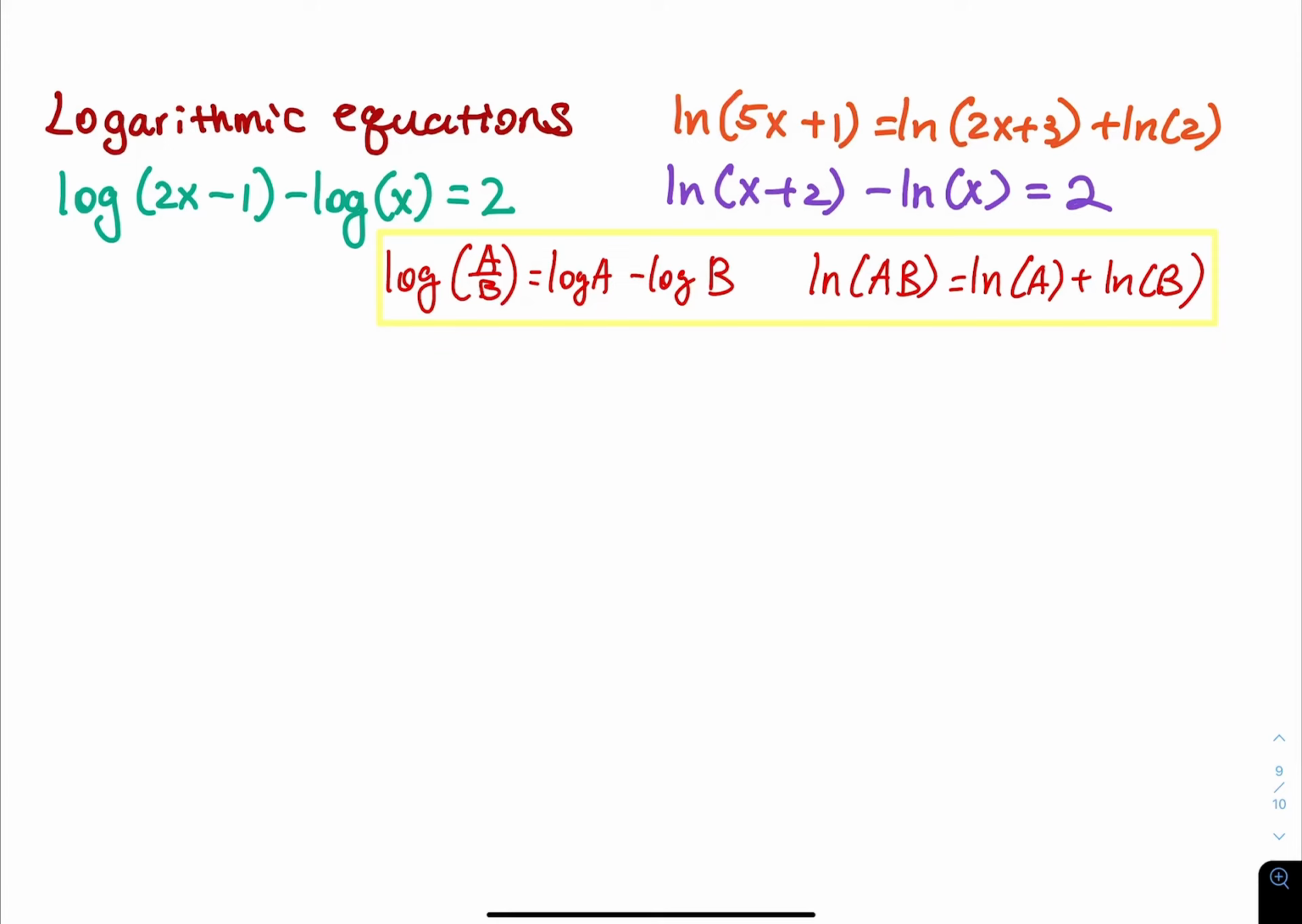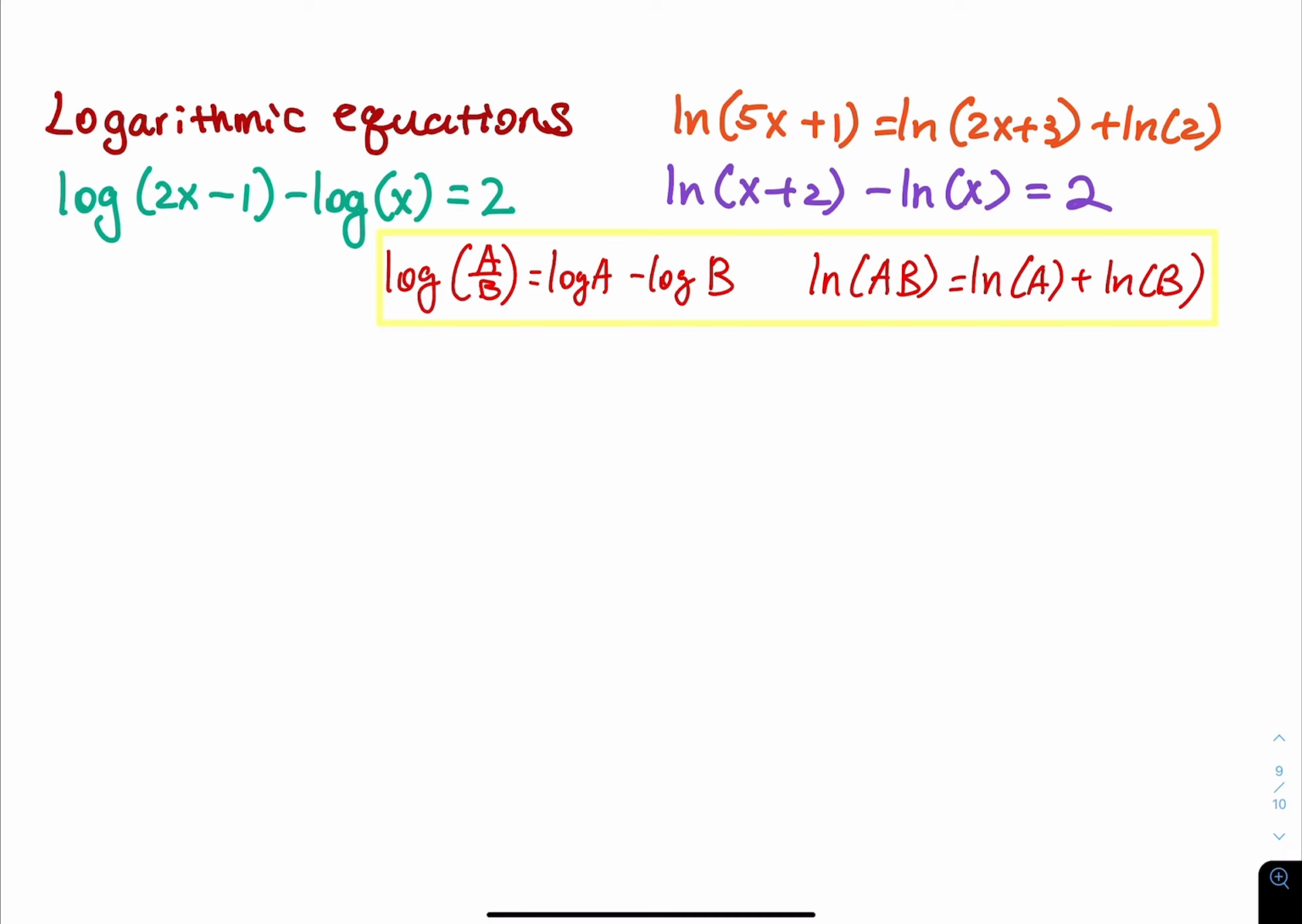We have three logarithmic equations to solve. Let's start with the green one. We have log(2x - 1) - log x = 2. That one requires you to use the first formula, log(a/b) = log a - log b. These two logs have the same base. By the way, when the base is not specified, that means the base is 10.